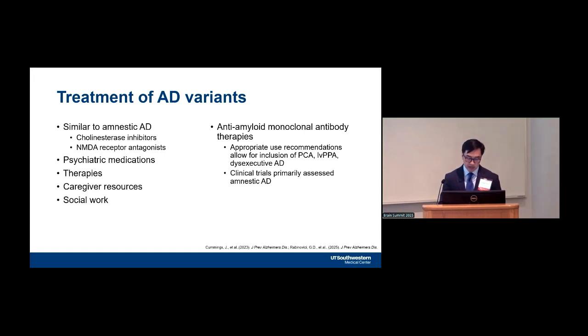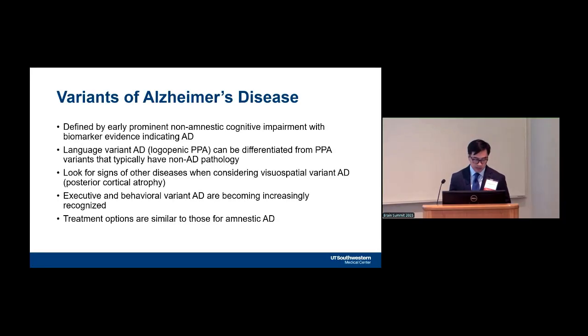I will also make mention that in the clinical trials that were run to determine the effectiveness of these anti-amyloid therapies, they primarily enrolled patients that had the amnestic presentation. They didn't exclude those patients that had these other variants, so long as they also had memory impairment in the initial screening assessment. So in conclusion, when we're thinking about these variants of Alzheimer's disease, they are primarily defined by having early and prominent non-amnestic cognitive impairment with, again, biomarker evidence that, yes, they do have Alzheimer's disease.